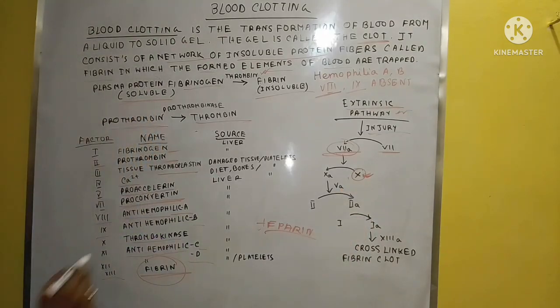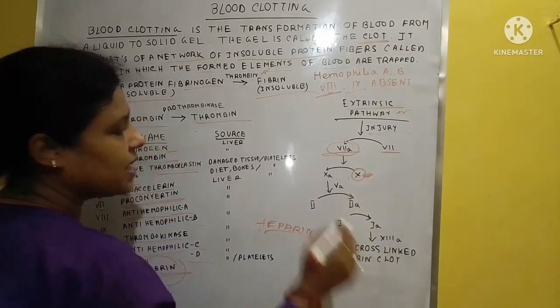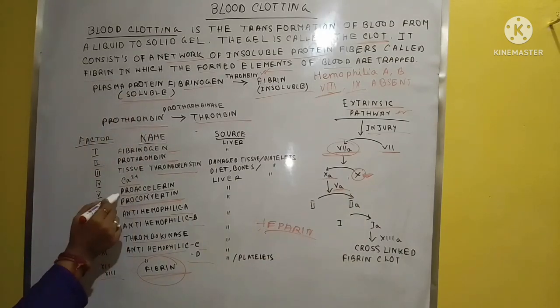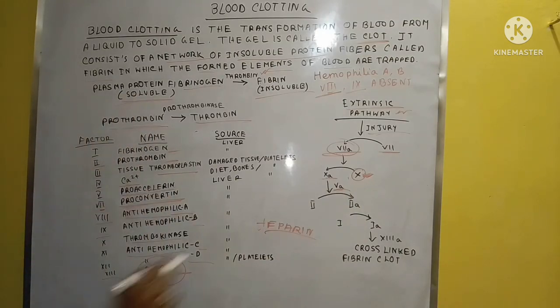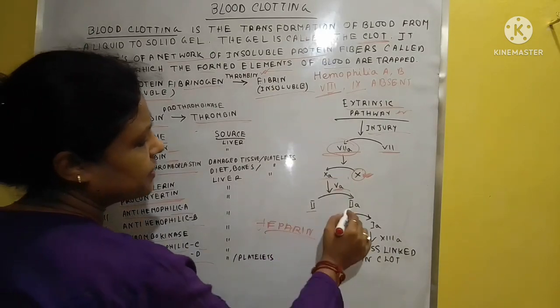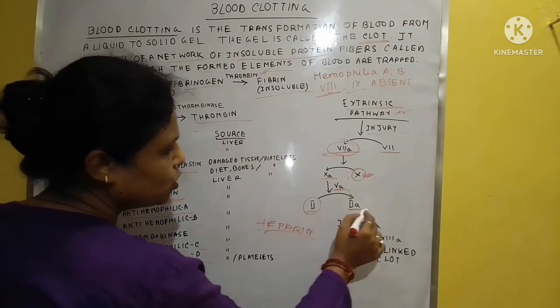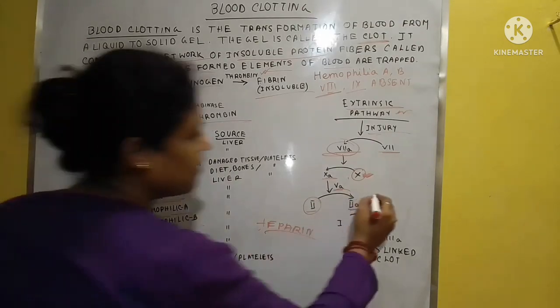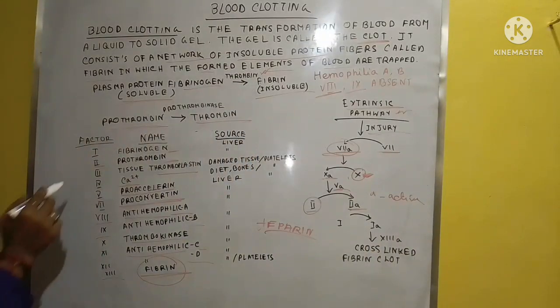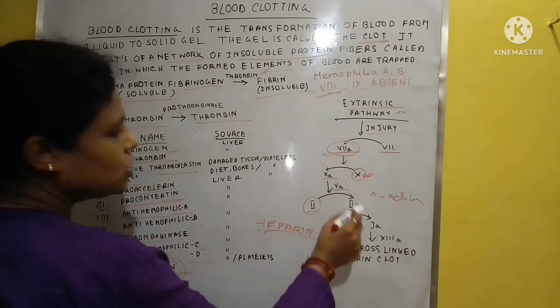What is called the X factor? This is called the thrombokinase, and then the X factor becomes activated, and this X factor is added with 5A. What is 5A? 5A is the proaccelerin. Added with the proaccelerin, this activates factor 2. A is for active. Factor 2 means the prothrombin. Clear?